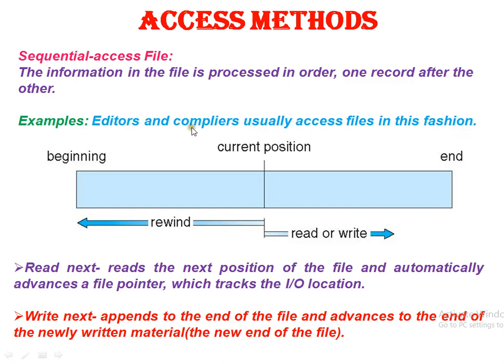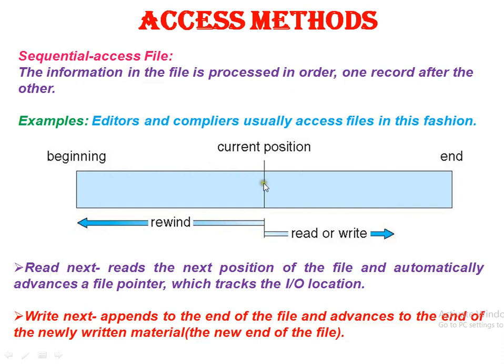Say you take your compiler or your editors. When you open an editor, you write the contents into the file line by line. Whereas a compiler checks line by line, starting from line 1 till the end of the file, sequentially. For this we can make use of pointers called read next and write next.